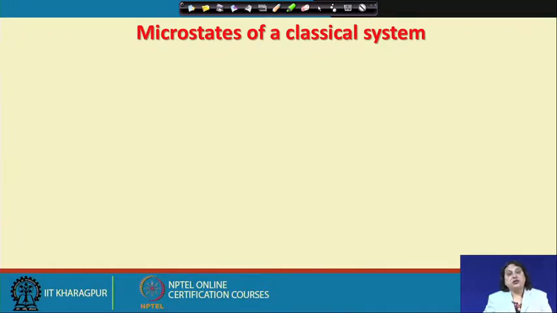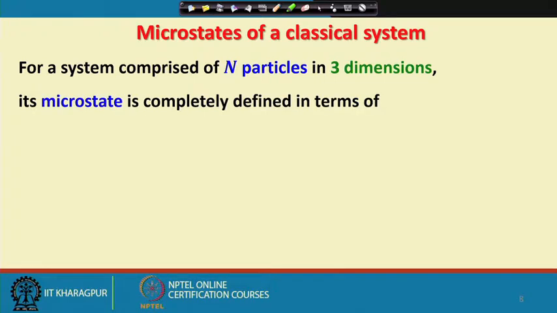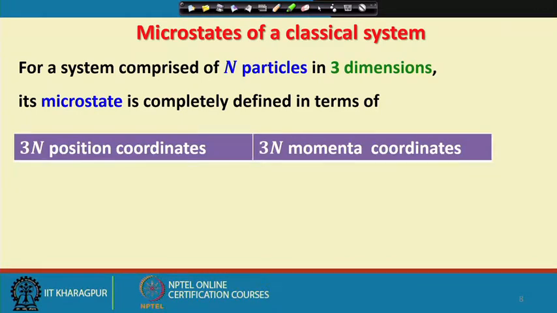Now, the very first question when you formulate the principles of such a theoretical description is that you have to start from the definition of the microscopic state of a system. So, if I have a system comprised of classical particles at the microscopic level, the question is, how do I describe the microscopic state of a system like this? Let us say that I have capital N particles in a three-dimensional system. In that case, its microstate is completely defined in terms of its position coordinates and momenta coordinates.